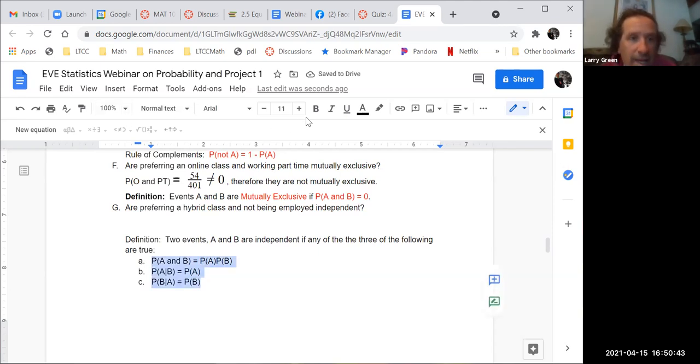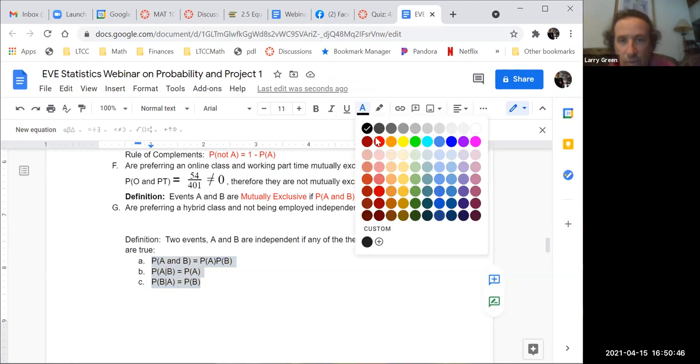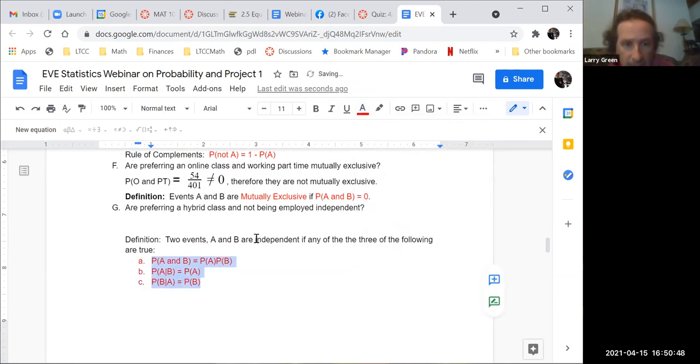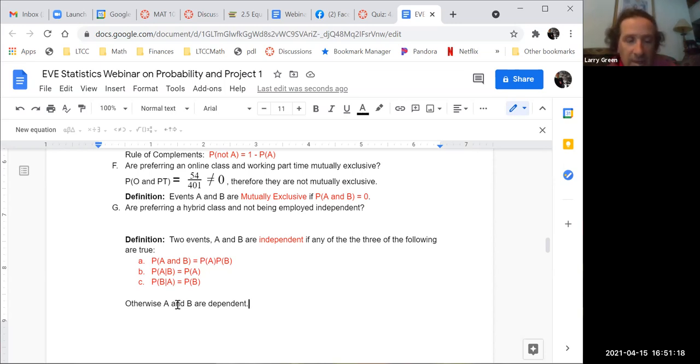So let me make those in red. It's a definition. It's an important one. And let's put independent in red. Okay, and there's a definition. And then just a note, otherwise, A and B are dependent, which is the opposite of independent. Any questions on this big definition?